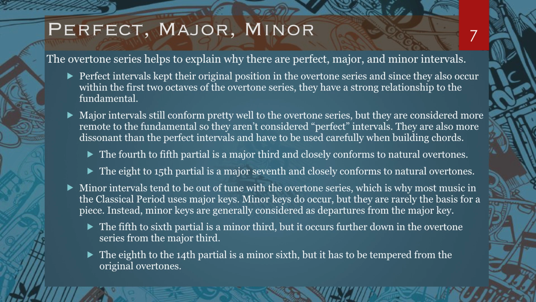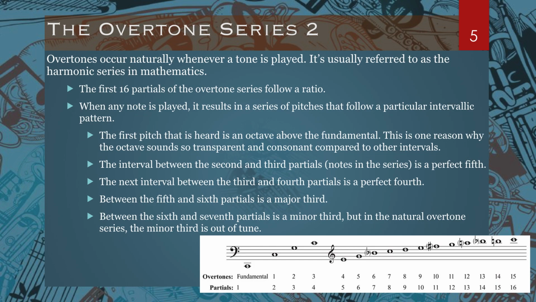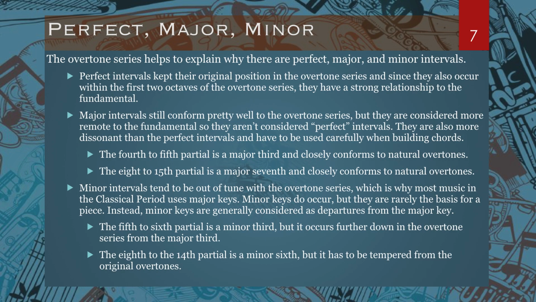The 8th to 15th partial is a major 7th and also closely conforms to natural overtones. So again, that's a major interval. If you go from the 8th to the 15th partial, from the C all the way up to the B natural. So the point that I'm making here is all these major intervals, they conform to natural overtones. The minor ones tend to be more out of tune.